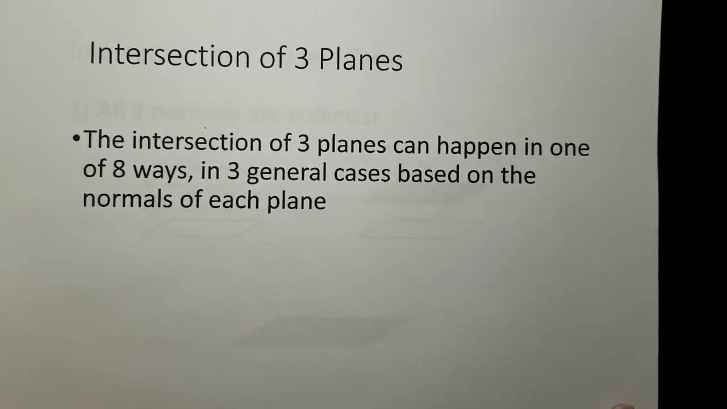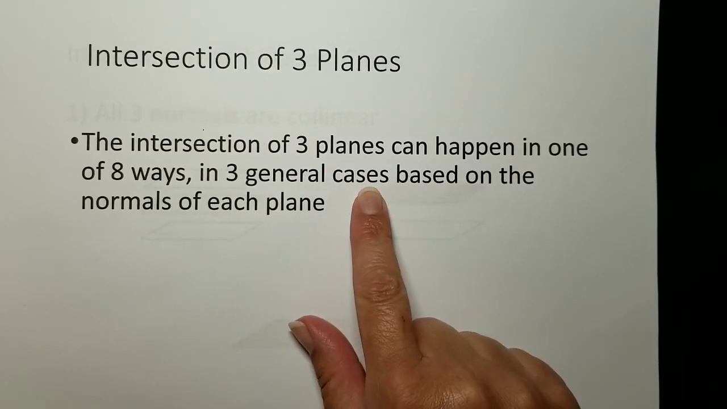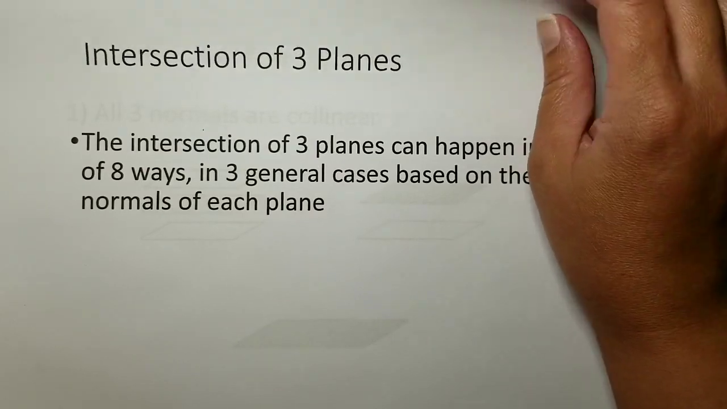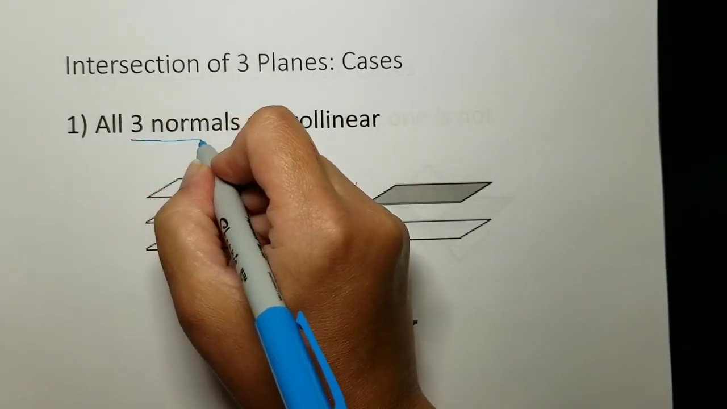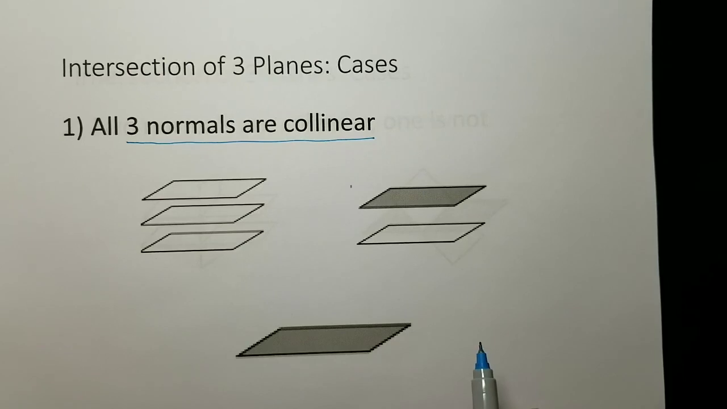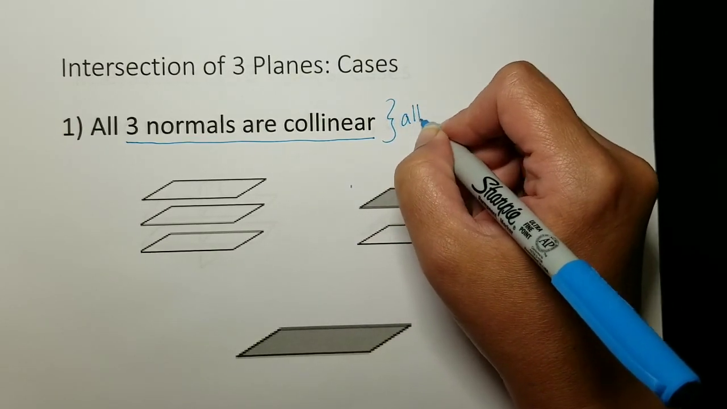So again, we've got 8 different cases, and we're going to group them into 3 general cases based on what the normals of the planes look like. So the first 3 cases are grouped into the situation where all 3 normals are collinear. So we're always going to want to take a look at the equations of these planes if in Cartesian form. So we should have a really clear view of the normals.